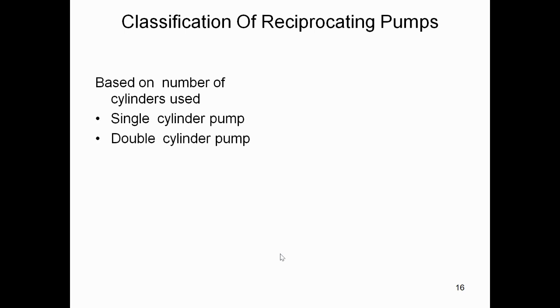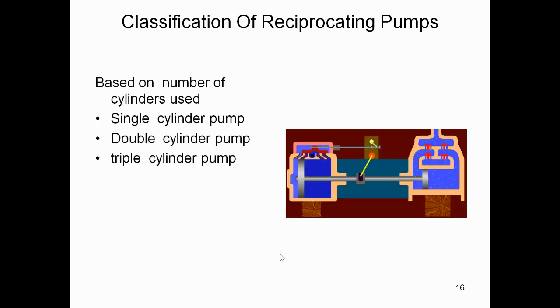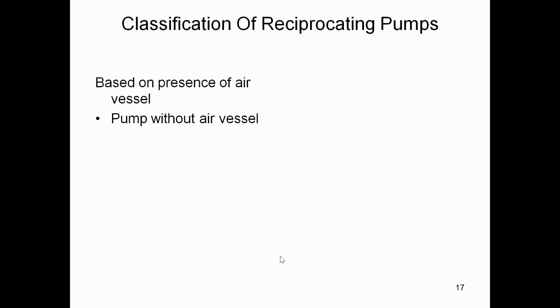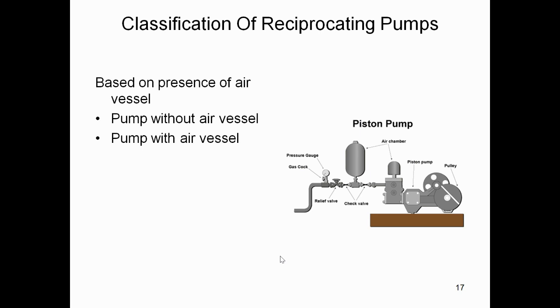Okay. Next, we can see the number of cylinders based on the number of cylinders used. These are the diagrams. So here we have used two cylinders. Okay. Next, we can see the air vessels. Okay.